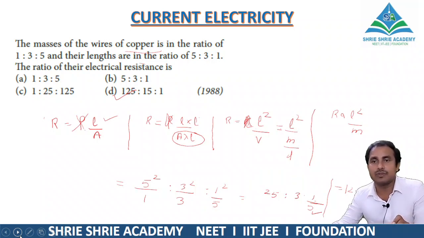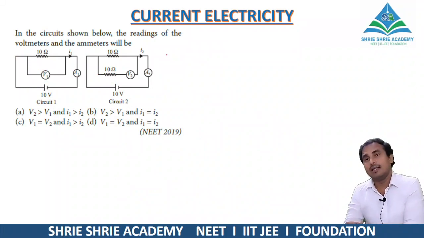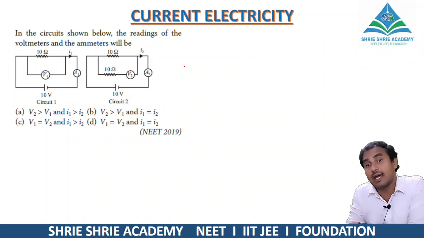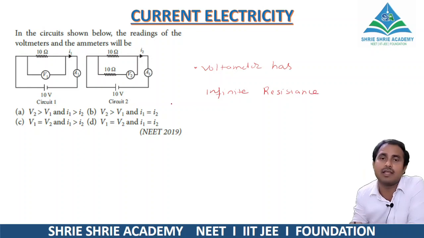Maybe it is a 1988 question, but you will see that those old models are repeating nowadays, so it is an important question. Next one, let us see. This second question is based on what I discussed with you yesterday, in the previous session. We discussed the concept that a voltmeter has infinite resistance. It is a conceptual question. Based on that concept, this answer will be done.